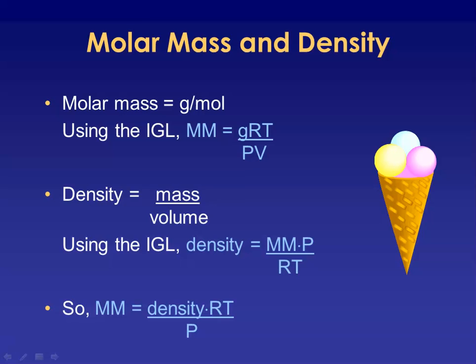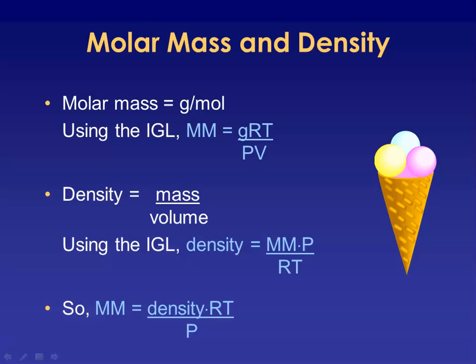And since you can use the ideal gas law to find moles, if you know the mass of your gas and you divide it by the ideal gas law for moles, you would get molar mass. So if I substitute for n in the ideal gas law, g divided by the molar mass, I can rearrange it to get MM, the molar mass, is equal to the mass times the constant times the temperature over the pressure and volume. And so how that relates back to ice cream, M&Ms are great over a pint of vanilla.